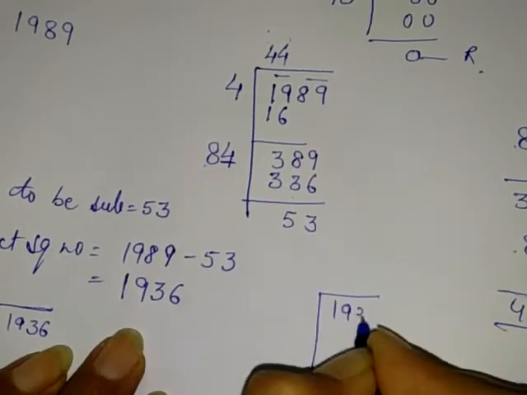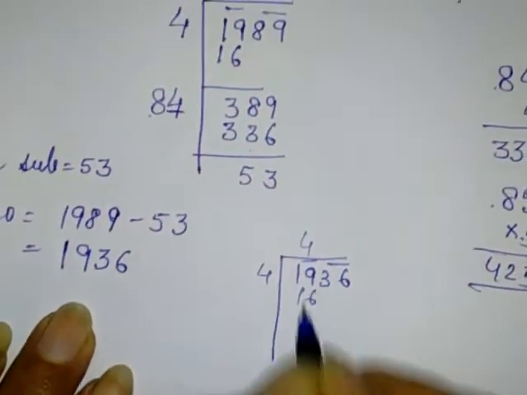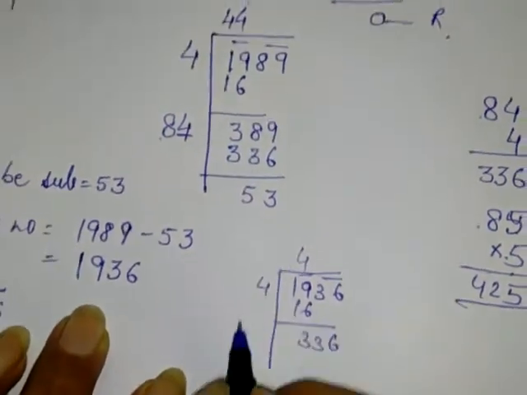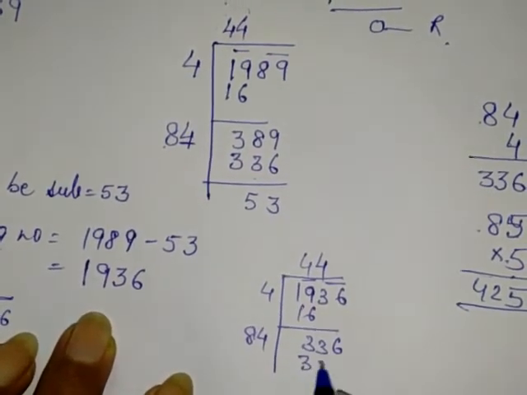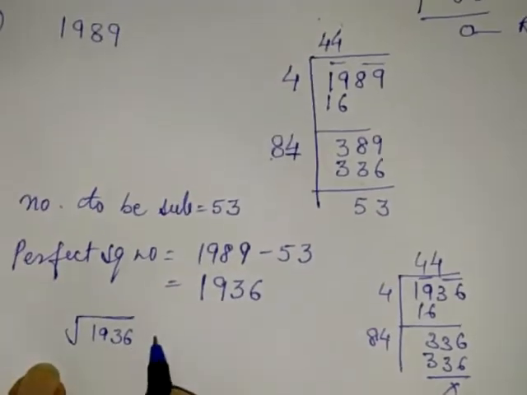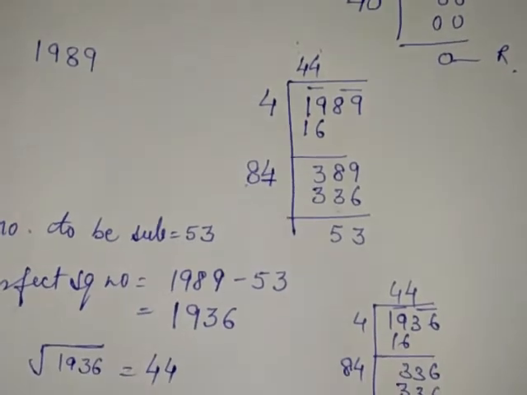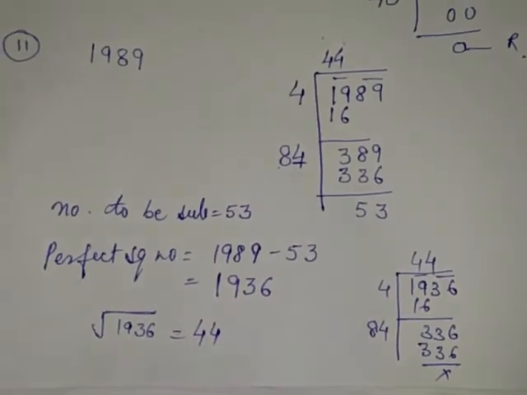So 1936, pair, 4 4s are 16. It's just a repetition only. From your upper part you can see it will be 84 4s are 336, and the division is completed. So the square root of 1936 is equal to 44. So this was the case when something was to be subtracted to obtain a perfect square number.